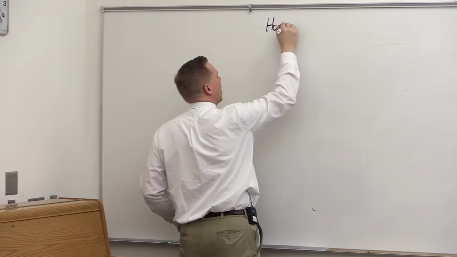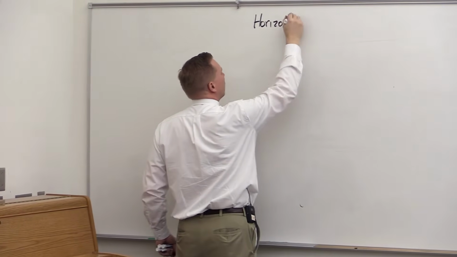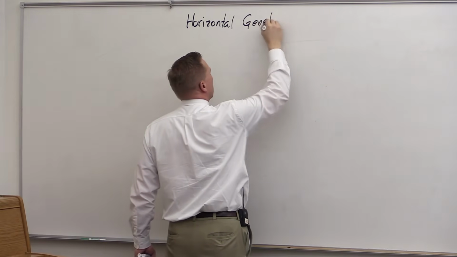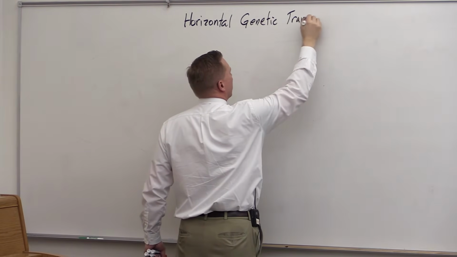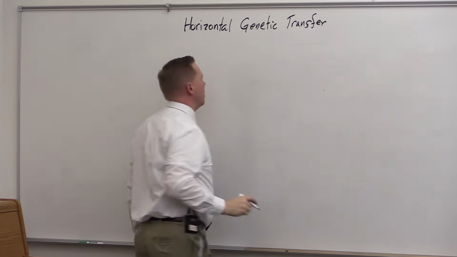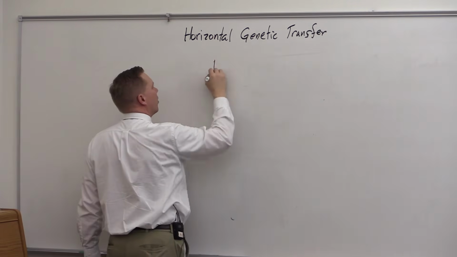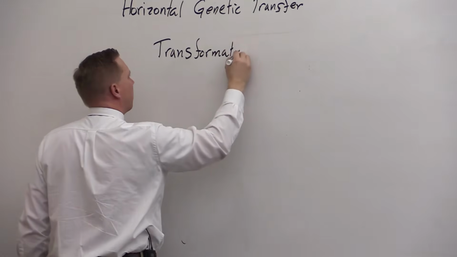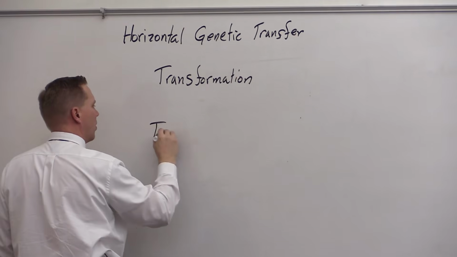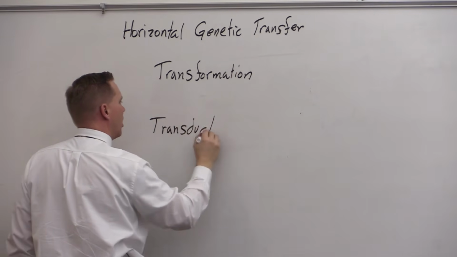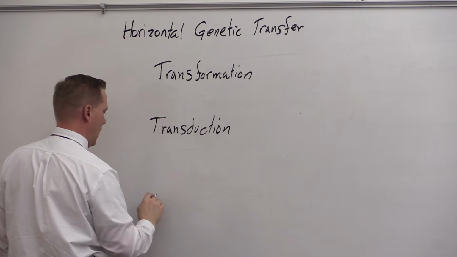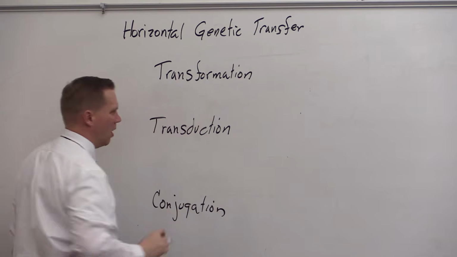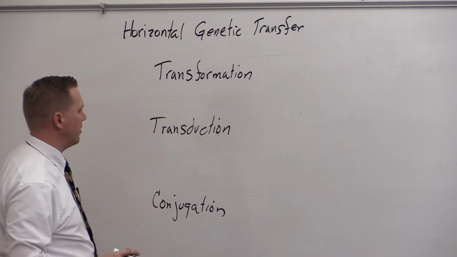So let's over here talk about horizontal genetic transfer. And the three methods are transformation, transduction, and conjugation. So let's go through each one of these one at a time.